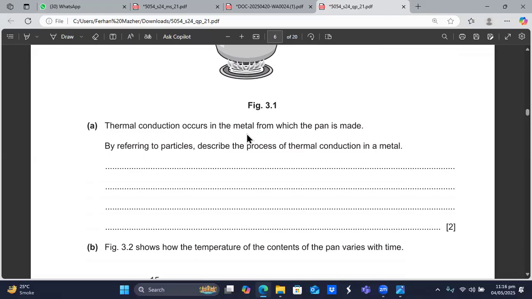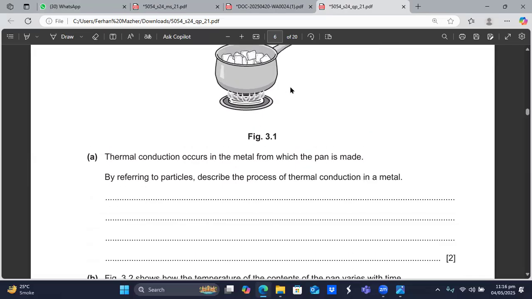By referring to the particles, describe the process of thermal conduction in a metal. There are two things which support conduction in a metal. One is that the metal is a solid, so the atoms, the particles of that metal at the hot end, absorb thermal energy and the amplitude of their vibration increases. They collide with the neighboring particles of the metal and make them vibrate vigorously, and their amplitude of vibration increases, and they make their neighbors vibrate vigorously too.